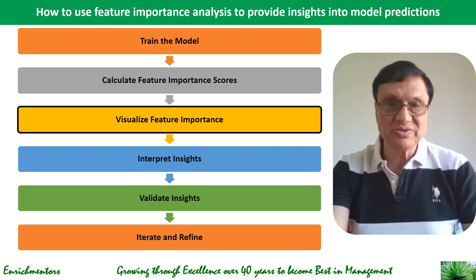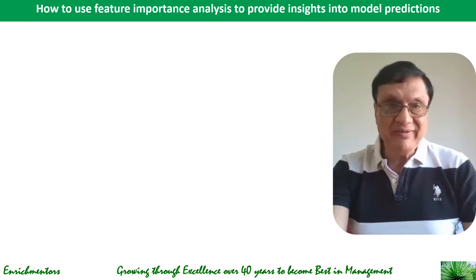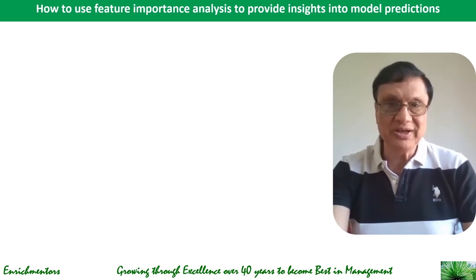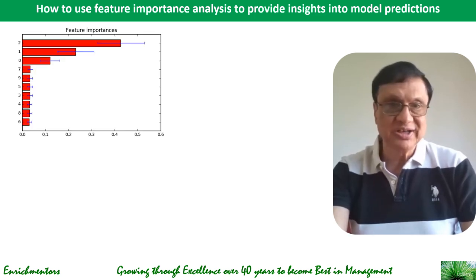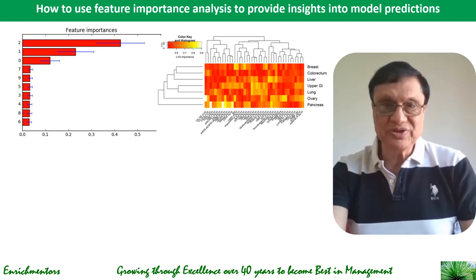So, how do you think you can visualize the feature importance? See, once you have obtained the feature importance scores, you need to visualize them to gain insights. Now, common techniques include bar charts, where you plot feature importance scores as bars to easily compare the importance of different features. Also, heat maps, where you visualize the importance of features in a heat map that can help identify patterns and correlation among features.